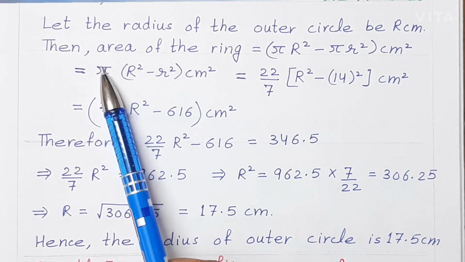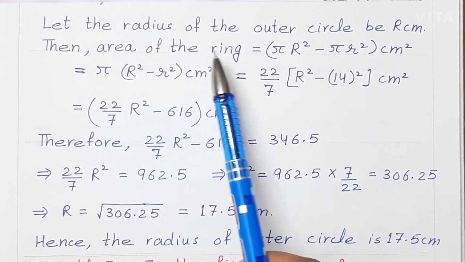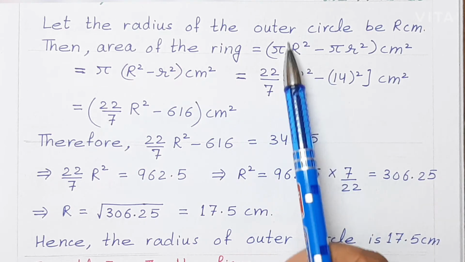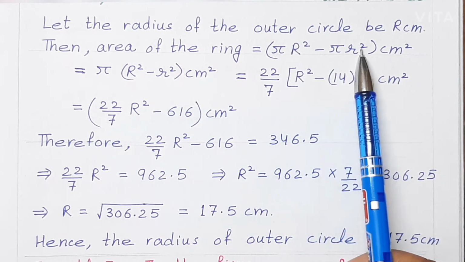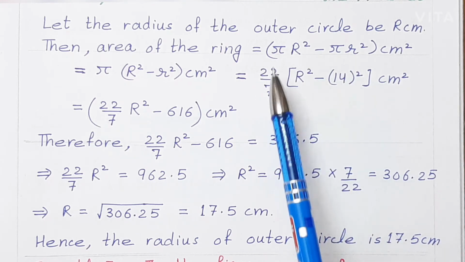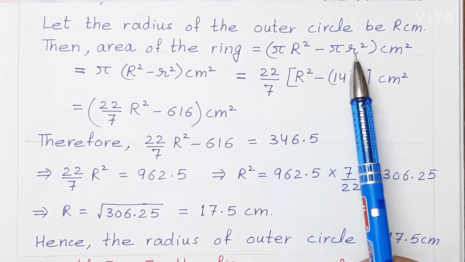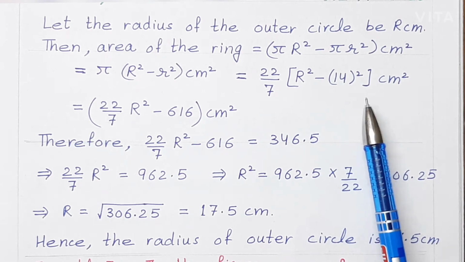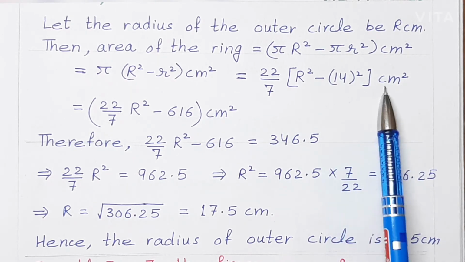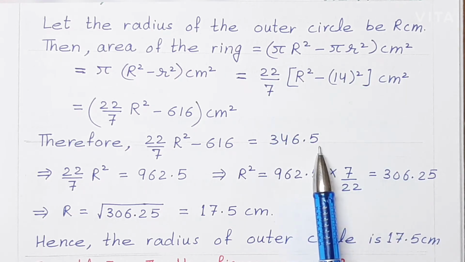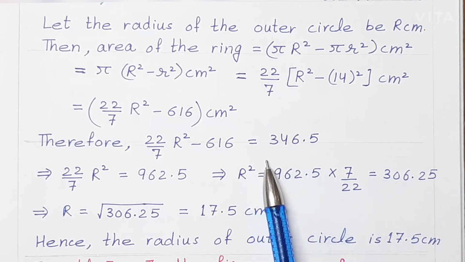Now students, we know that area of ring is pi R square minus pi small r square. So we can take pi common and the value of pi is 22 upon 7. And value of small r, that is inner circle radius, is 14. So let us compare this with 346.5. The area of a ring is already given to us.